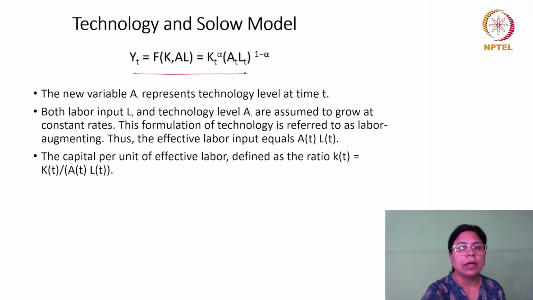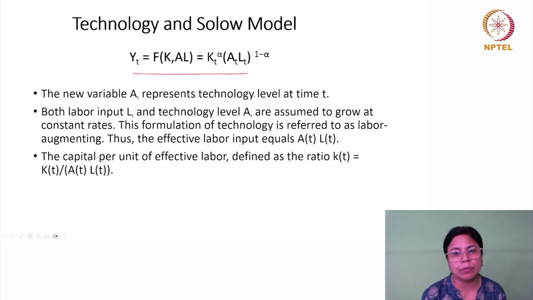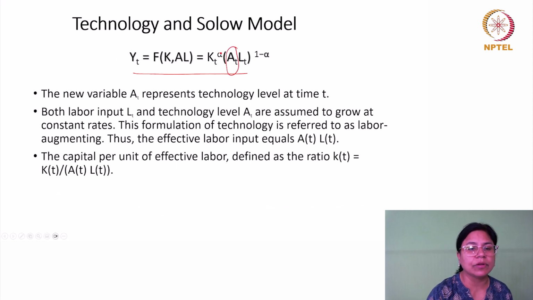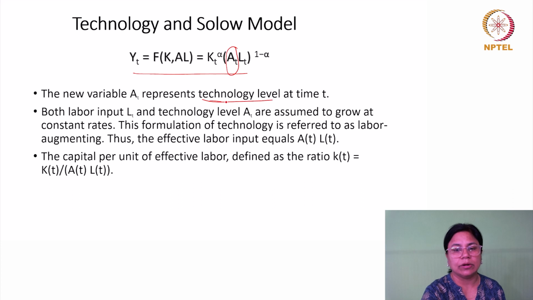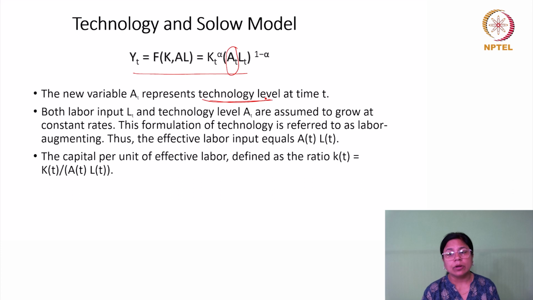So here, what is the major innovation coming into the production function? This is a production function that has already been used in the literature. But what Solow introduced is this A, which represents the technology. So what do you have? Both labor input L and technology level A are assumed to grow at a constant rate. This particular formulation of technology is referred to as labor augmenting. In theory you also have capital augmenting, but here the idea is to talk about the labor augmenting.